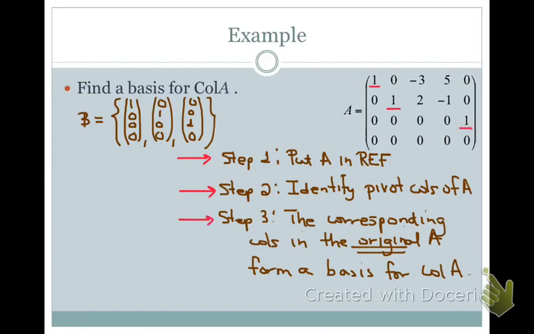Step 3, go back to the original matrix. So ours is already, the original matrix we were given is in row echelon form. So those columns form the basis. But if we performed row operations on A to get to another matrix to identify the pivot columns, we would go back to the original matrix A and take those columns, and those columns would form a basis for the column space of A.